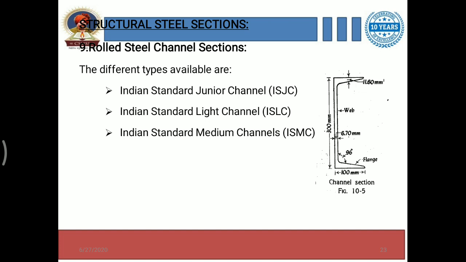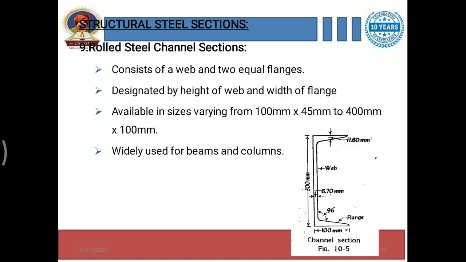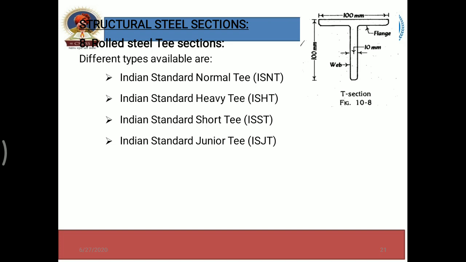Channel sections are available in these types, and these types are classified by considering their size, shape, and per unit weight of the structural steel section, that is, in this channel section. And the channel sections are available in these Indian standard forms. Okay, so these are two types of standard sections we have seen here.